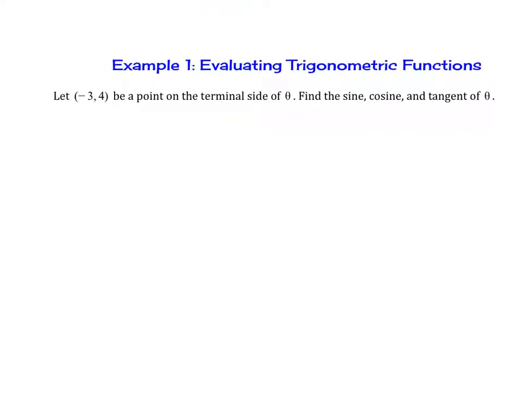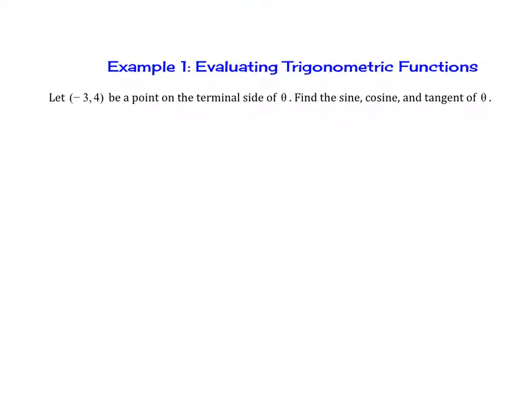Okay, evaluating trig functions. Let (negative 3, 4) be a point on the terminal side of theta. Find the sine, cosine, and tangent of theta. So we did do this previously, but we did it only in quadrant 1. So now we're looking in a different quadrant. We know that the point is (negative 3, 4), so left 3, up 4. We find the radius, that is the square root of negative 3 squared plus 4 squared. So that is 9 plus 16, so our radius is 5.